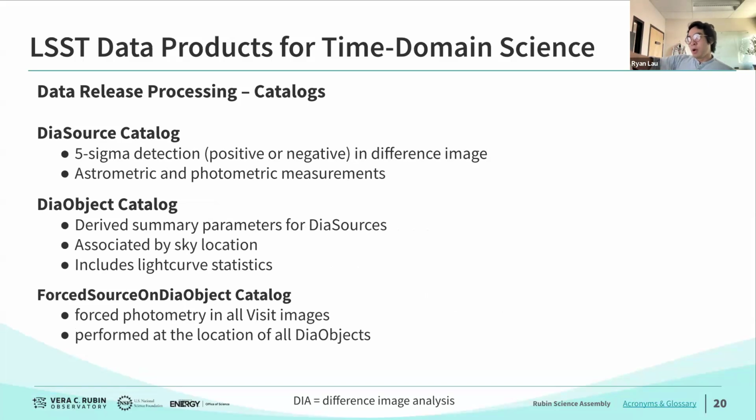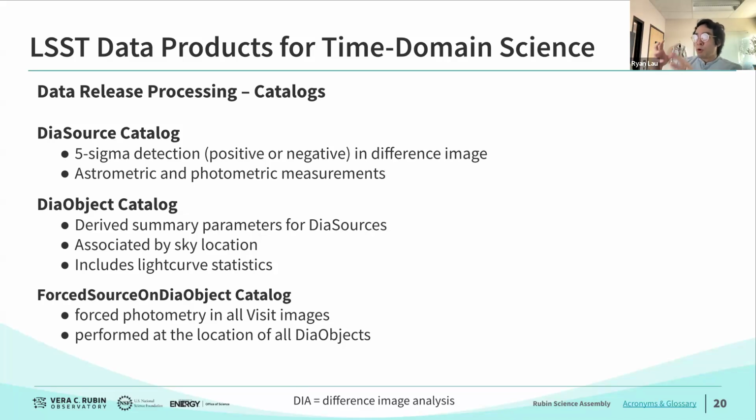And that's described here. For DIA source, for any 5 sigma detection in a difference image, a DIA source will get made. This includes astrometric and photometric measurements, also a bunch of other properties about the particular variable or transient. There's a DIA object catalog, which is essentially a collection of DIA sources. These are the summary parameters of DIA sources that are associated in a particular sky location.